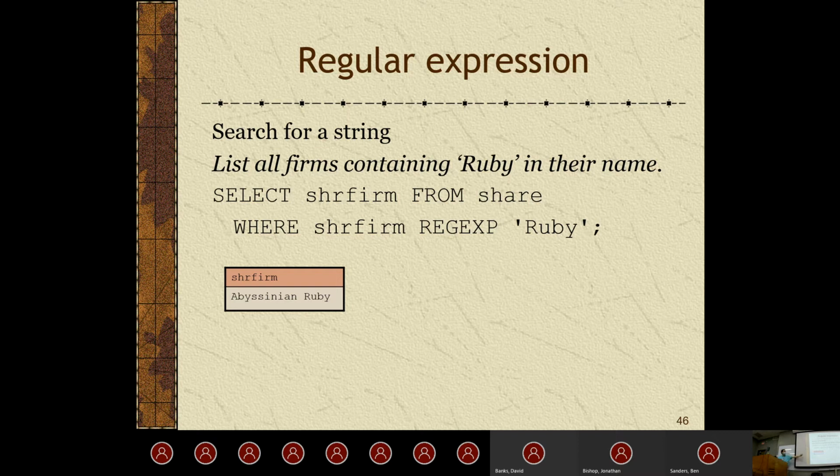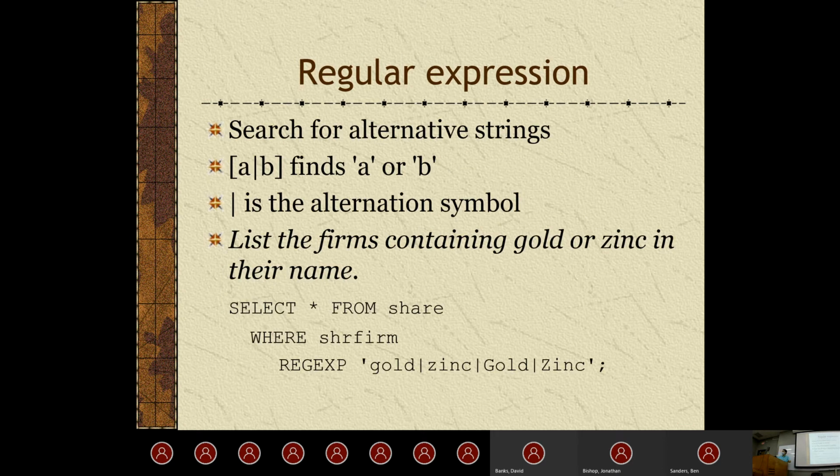So we can say whatever we want to. We could say select share code, comma, share firm. We could just get share firm. We could just select star. Lots of different options here. The main thing we're adding here is the regular expression, which allows us to search for containing whatever text we want. So certainly something we could do.